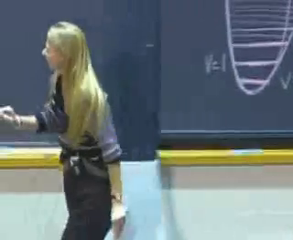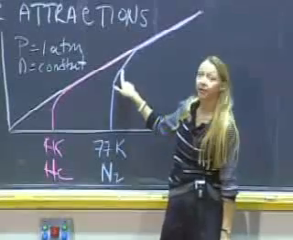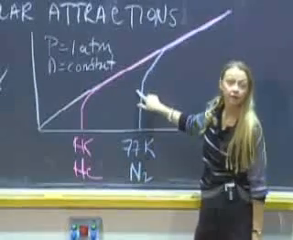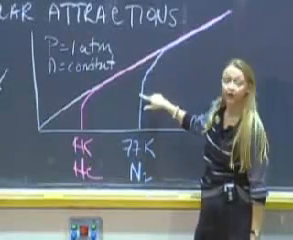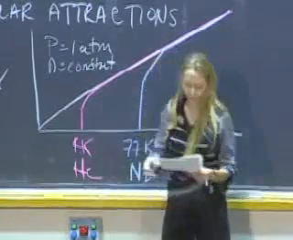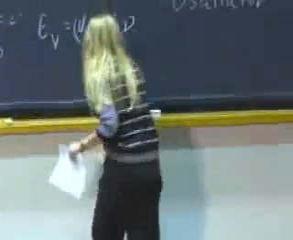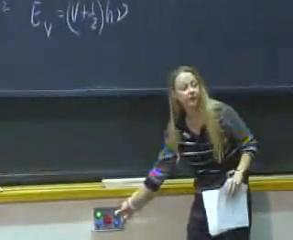And so you can understand what happens right here, but we also want to understand why PV equals nRT starts to deviate before we get to the boiling point of the liquid. And the reason is because of these intermolecular attractions.